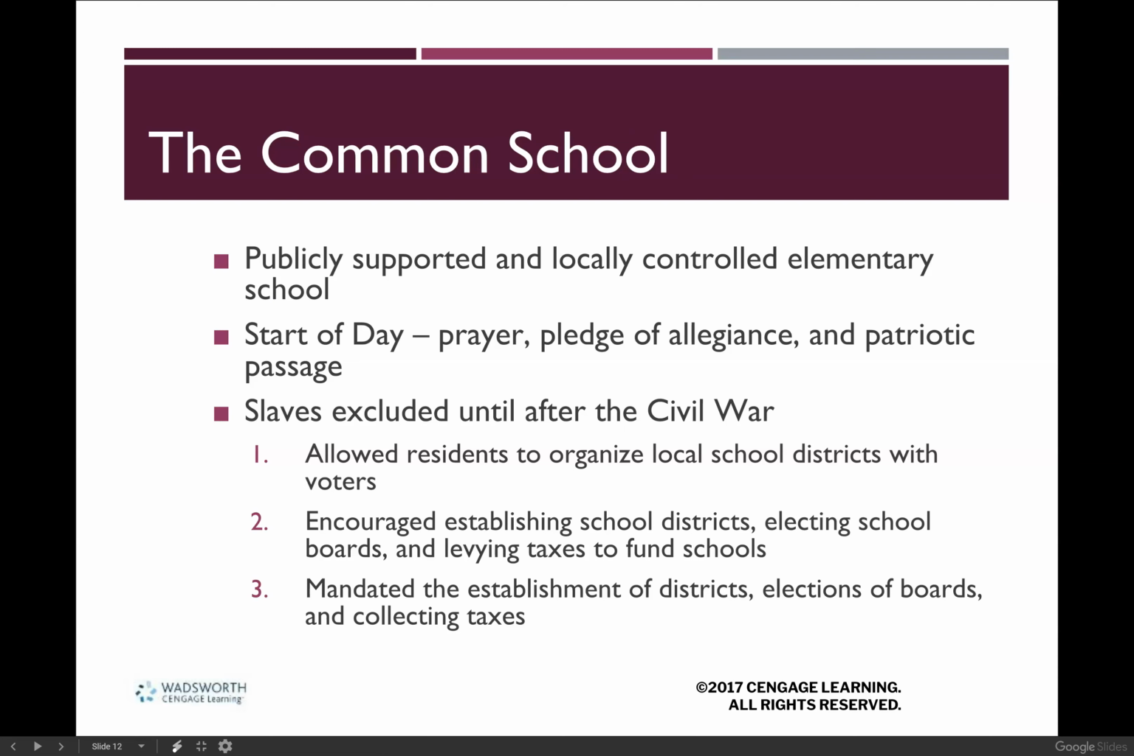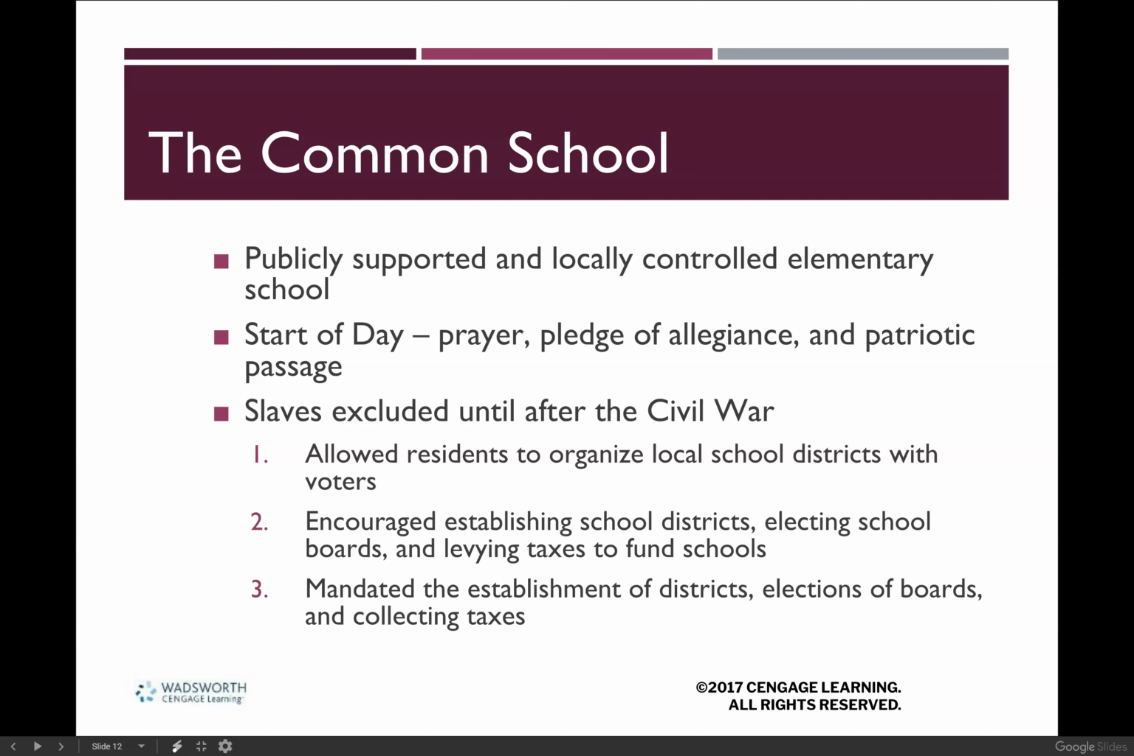There was the common school. These were publicly supported but locally controlled elementaries. The typical start of the day would include a prayer, a pledge of allegiance, and some kind of patriotic passage or some kind of hymn or Christian passage. And slaves were excluded from these school systems until after the Civil War.